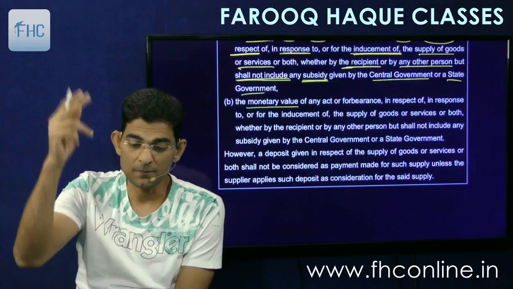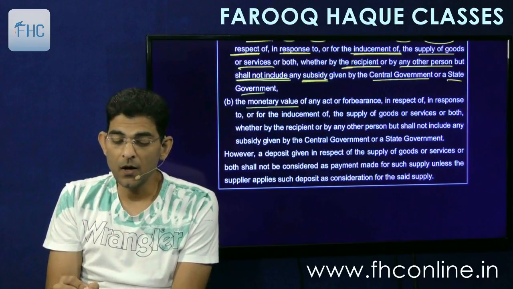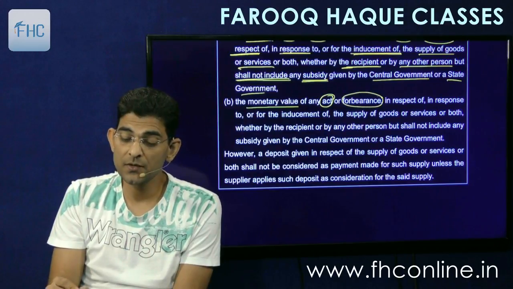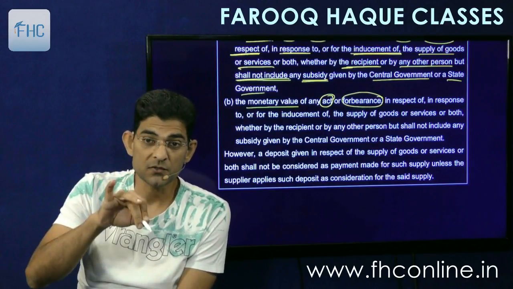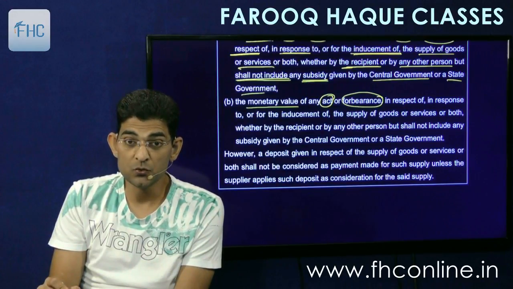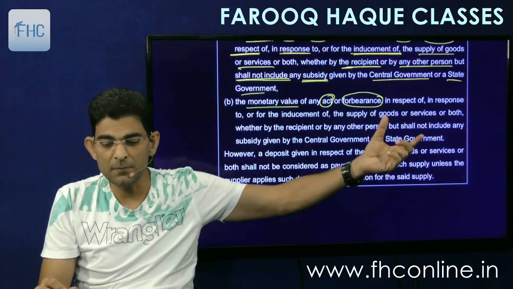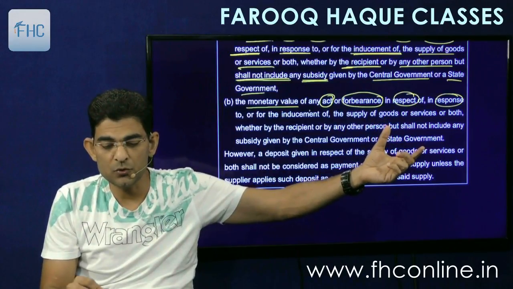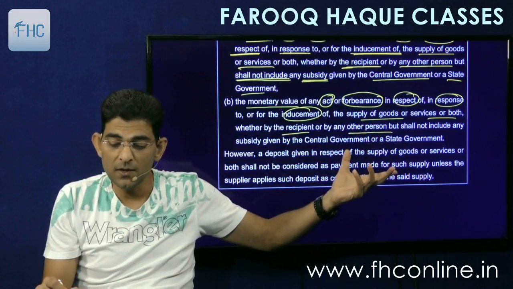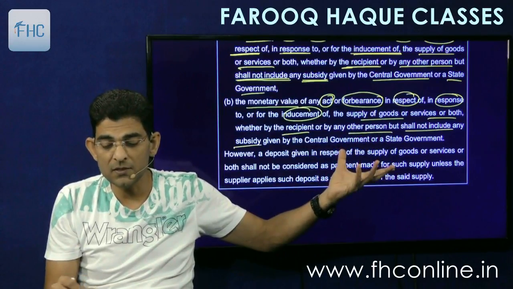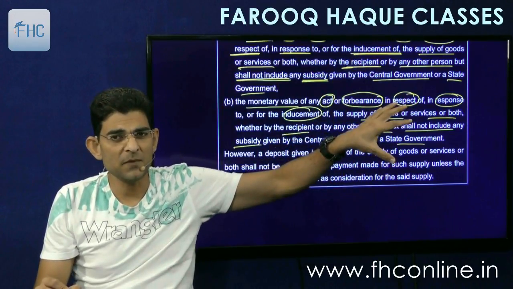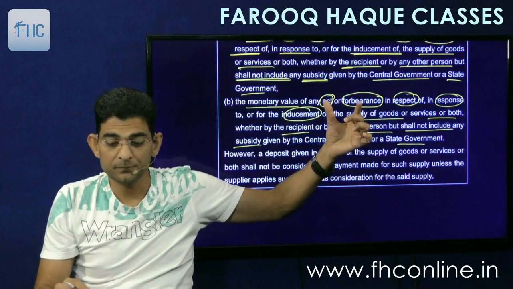Okay, section 15 and the rules. Of any act or forbearance. Act or forbearance. In respect of, in response to, or for the inducement of. Now the characteristics remain the same. In respect of, in response to, or inducement of supply of goods or service or both, whether by the recipient or by any other person, but shall not include subsidy by the central government, state government. So the second part of the definition remains the same. Clause A and B are same. Only difference is these two words.